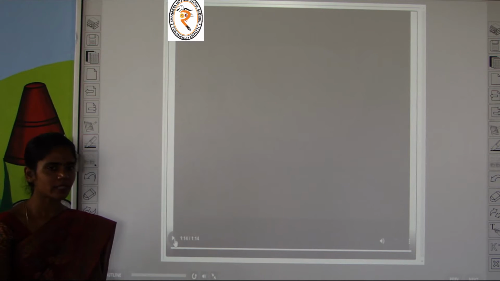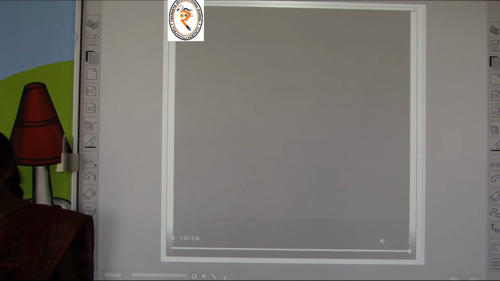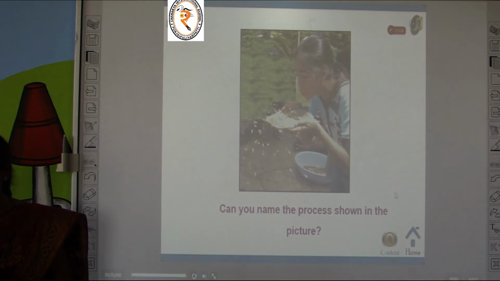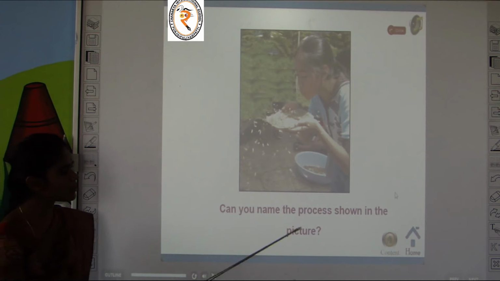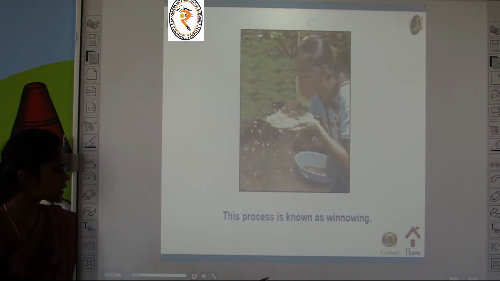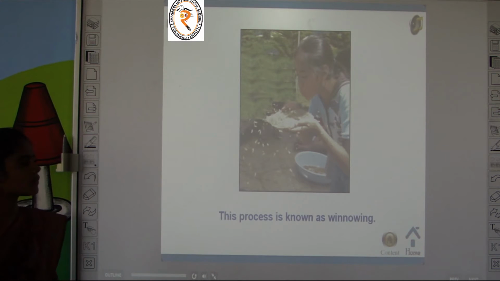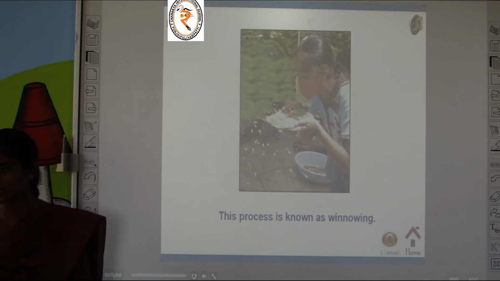In this method, we can use the sieving method where the mixes vary in sizes. The smaller particles pass through the sieve and the bigger particles stay at the top of the sieve. So this is about the sieving method. And the next method is, see, look at the picture. Can you name the process shown in the picture? What is the name of this process? See, this process is winnowing. So what is the next method? It is winnowing. Let us see about winnowing.